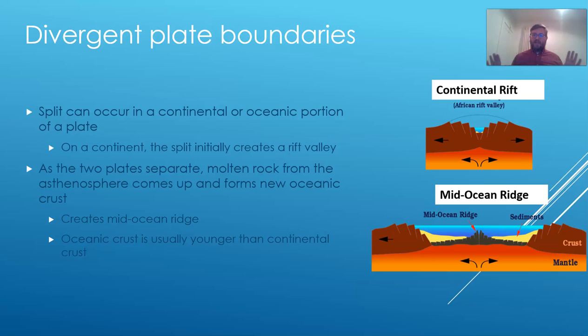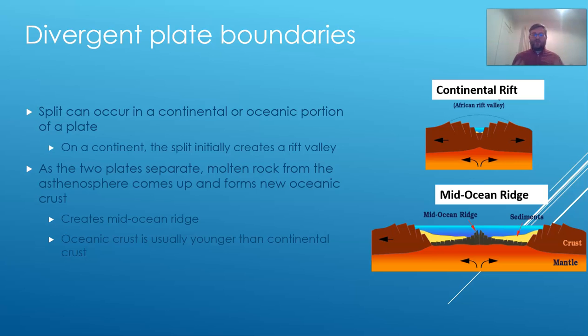But eventually, as those two parts of the plate separate, you start to get enough of a gap that molten rock is going to come up from the asthenosphere. It's going to cool and harden, and it's going to form new crust and upper lithosphere to fill the gap. Right? You're not going to get just an open hole down to the asthenosphere. That molten rock is going to flow upwards, or the lightest elements are going to rise to the surface. They're going to cool and harden and form some new lithosphere to fill in that gap.